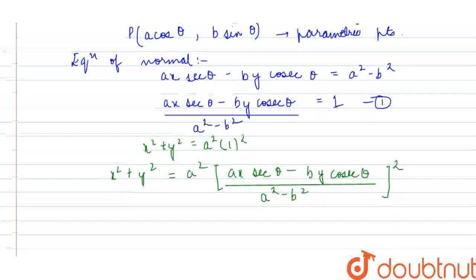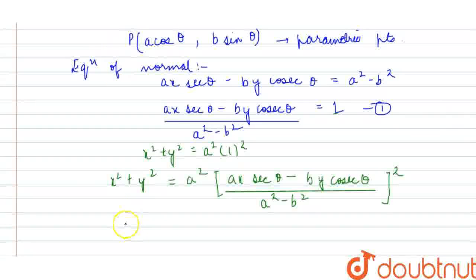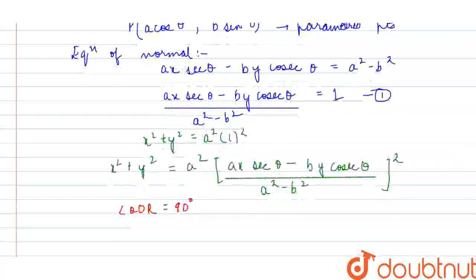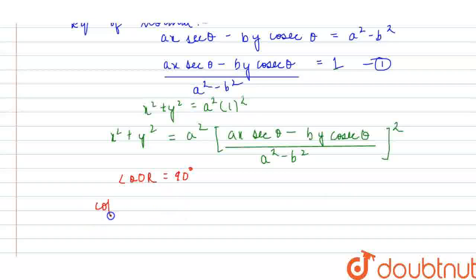So if this is the condition, that is angle QOR is equal to 90 degree, it is possible only and only if the coefficient of x square plus the coefficient of y square is equal to 1. This is the condition which is to be noted, because if this angle has to be 90 degree, then the sum of these two coefficients should be equal to 0, not 1, sorry. It is equal to 0.